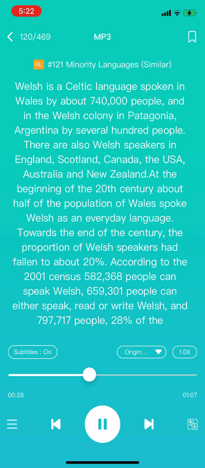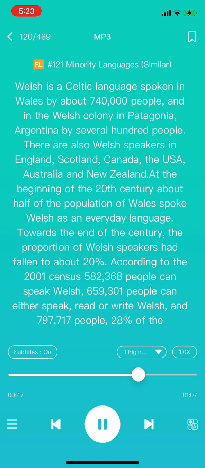According to the 2001 census, 582,368 people can speak Welsh, 659,301 people can either speak, read or write Welsh, and 797,717 people, 28% of the population, claim to have some knowledge of the language.